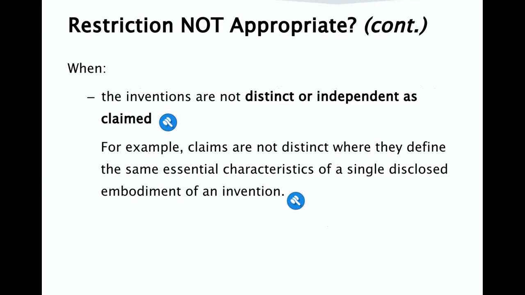Restriction is not appropriate when claims define the same essential characteristics of a single disclosed embodiment of an invention. What constitutes the same essential characteristics of a single disclosed embodiment is subject to interpretation in many cases.